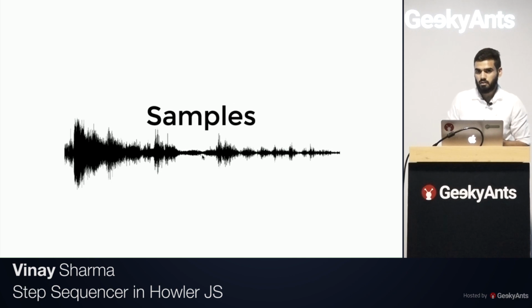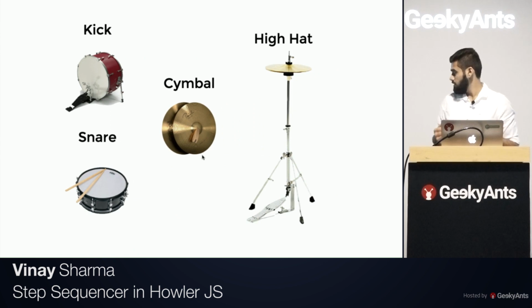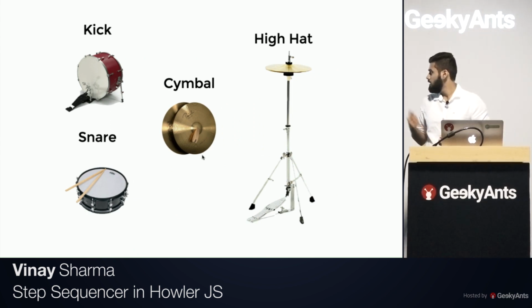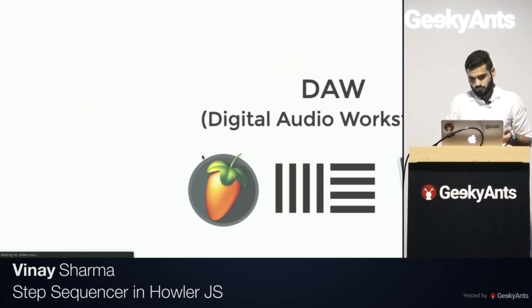Then we have samples. Whenever we're listening to music, we know there are tons of stuff going on: vocals playing, guitar strumming, beats going on. Each of these elements is known as a sample. So these are some basic samples without which music production is totally incomplete. We have kick, snare, cymbal, hi-hat.